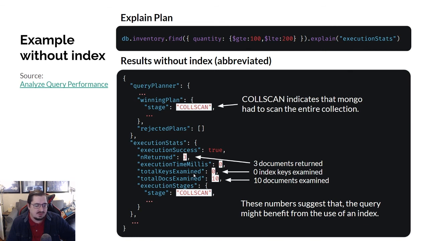Looking into the execution stats, you'll see some additional numbers there. So for instance, we see that it returned 3 results. We can see that the execution time in milliseconds was 0. Well, that's not really helpful, right? Because we don't have a lot of data, we only have 10 records here, the time was 0.